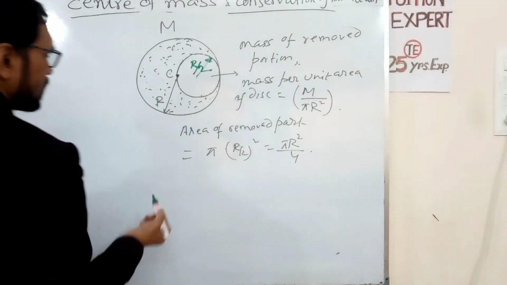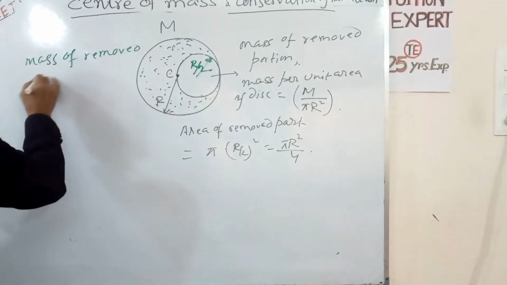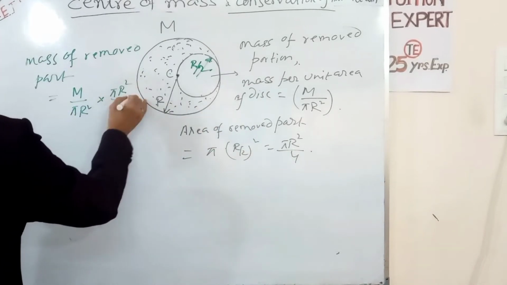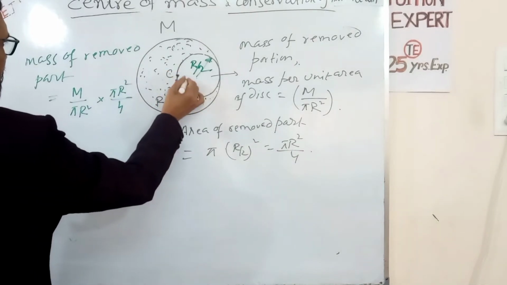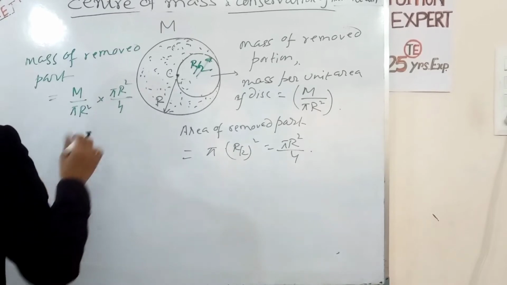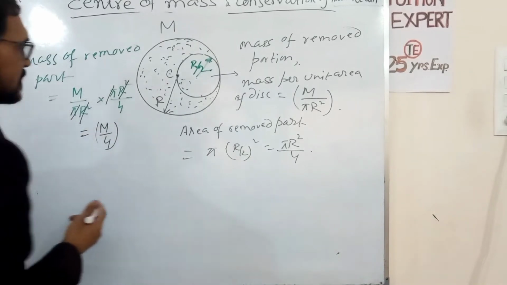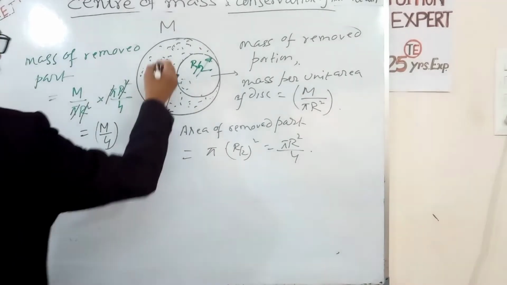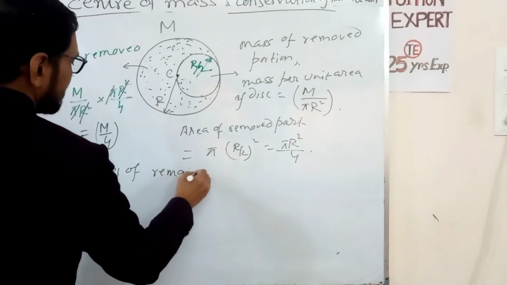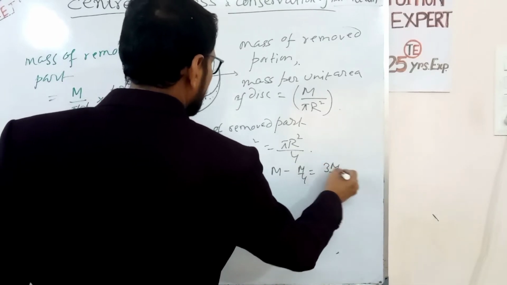Now what is the mass of the removed part? Mass of removed part equals mass per unit area into area of the removed part. So this is the mass of the removed part, that is m by 4. So first find the mass of the removed part. Now the mass of the remaining part will be m minus m by 4, which is 3m by 4.